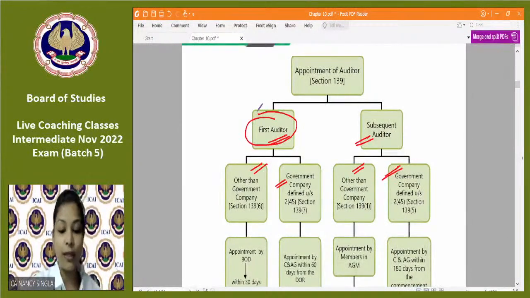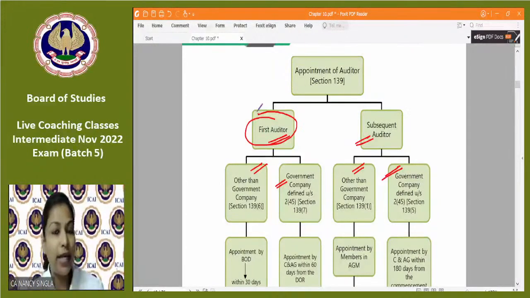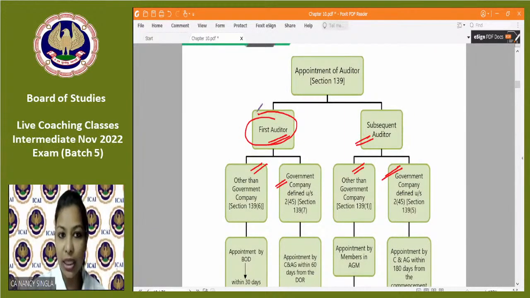So who is the first auditor? The auditor who is appointed in the first year after the registration of the company. The auditor who is appointed will be called the first auditor. And after the first auditor, whoever is appointed as the auditor, they are what? Subsequent auditors. Subsequent to whom? To the first auditor. So how will the first auditor be appointed and how will the subsequent auditor be appointed? Further bifurcated as in a government company how will it happen, and in companies other than government companies how will it happen. So 4 bifurcations are there which cover 4 sections.